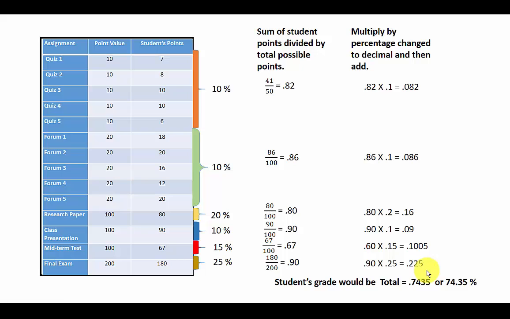So now, to get the student's average, all I have to do is add up all of these numbers for each category. And if I add all those up, I'll get a 0.7435. Now, of course, if I'm going to change that to a whole percentage, that would be 74.35%. So this student, if I'm basing it, 70 to 79 is going to be a C, that student would receive a C.